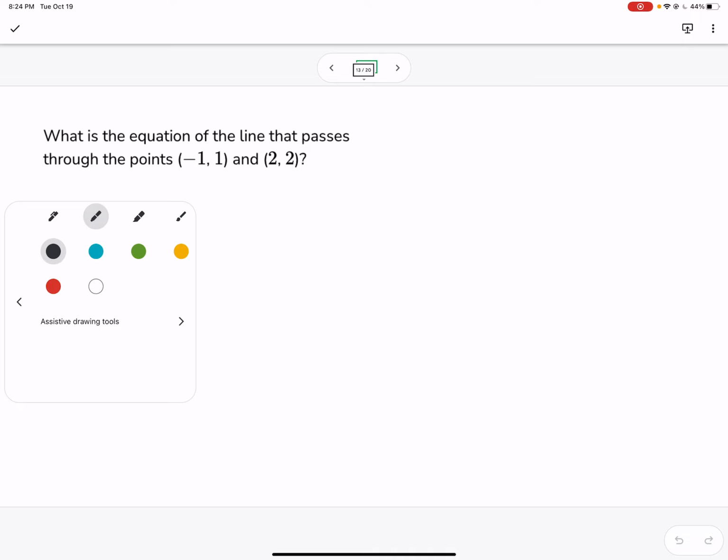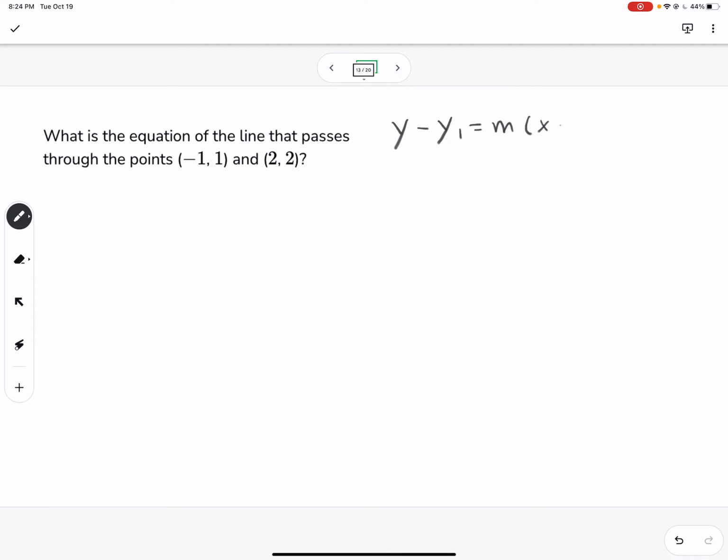We have to find the equation of a line here that goes through those 2 points. So when they say find the equation of a line, we write down our point-slope form. To use this equation, you need to have the slope, and you need to have a point, an x1 and a y1 that you're going through, and that will define your line.